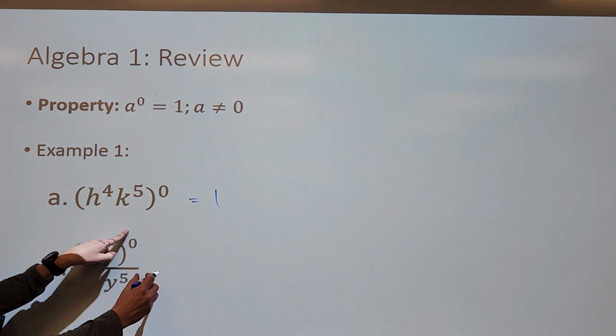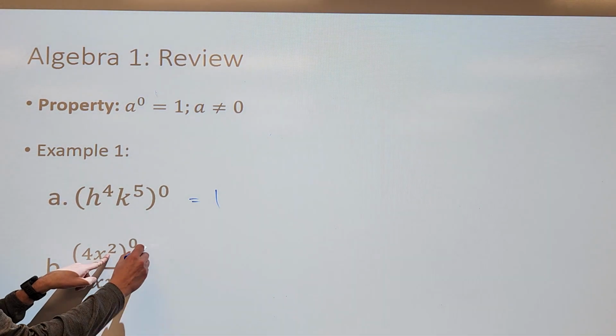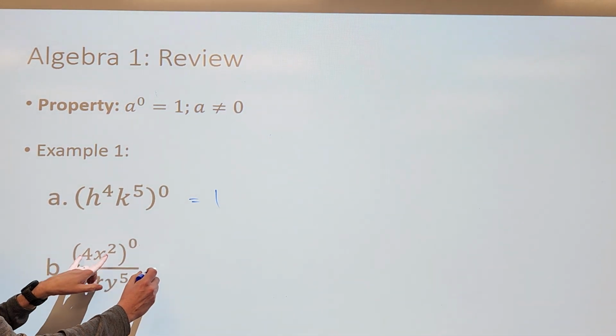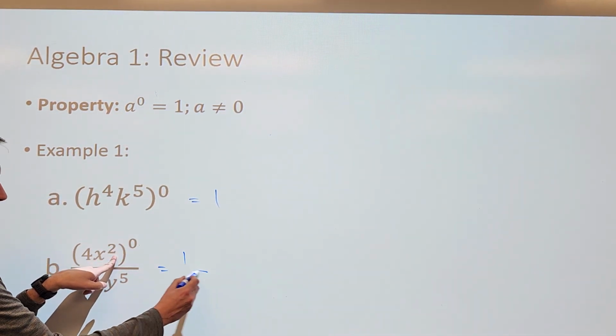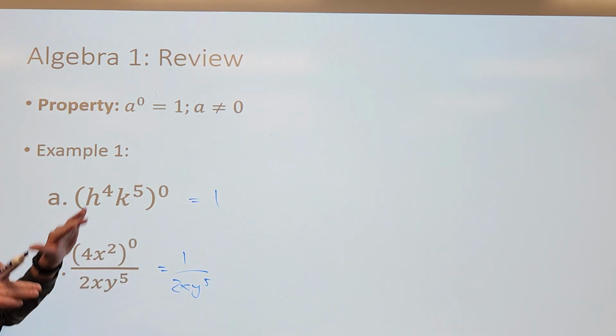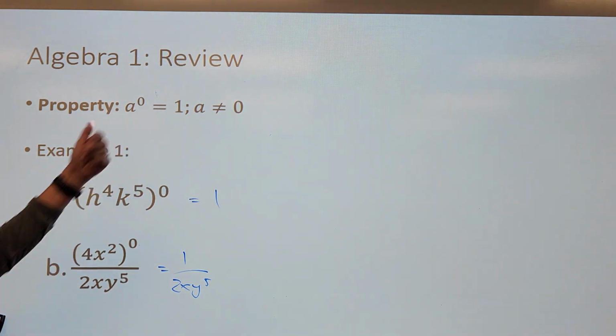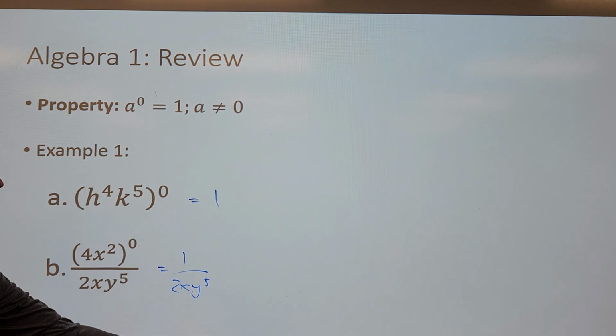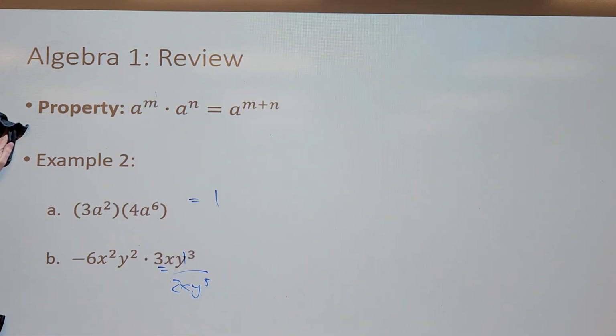Here, this exponent is the 0 power. So this to the 0 power means that our numerator is 1, and this denominator doesn't change. That's it. This is the first property, which states that anything to the 0 power is equal to 1, as long as that base doesn't equal 0.